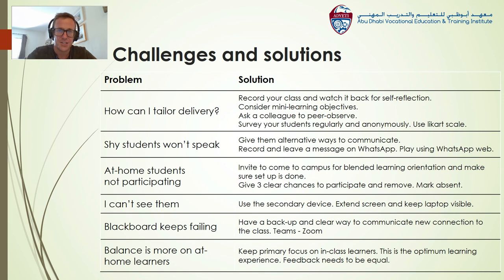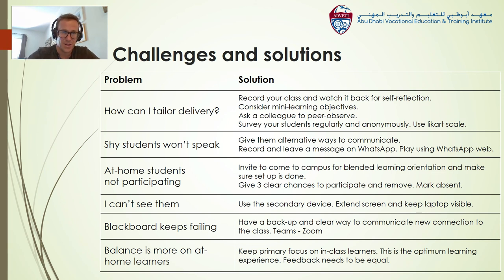Ask a colleague to peer observe and survey your students regularly and anonymously. It's an embarrassing thing to do, but sometimes you can actually give them a scale of 1 to 5 and say, did you enjoy this class? And you might see differences between the ones at home and the ones in class, in which case you need to consider how you're delivering it.